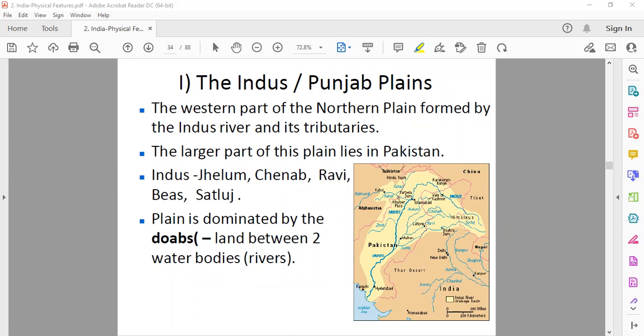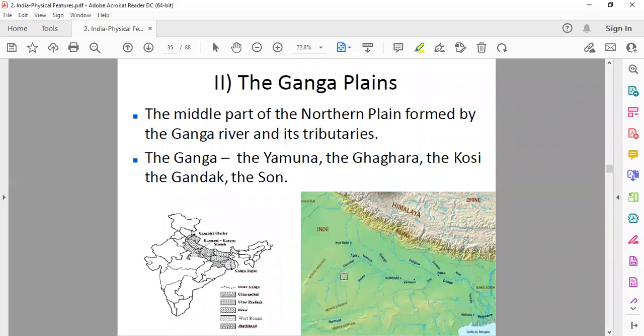After that, read the Ganga plains. The Ganga plains, the middle part of the northern plain, formed by the Ganga river and its tributaries: the Ganga, the Yamuna, the Ghagara, the Kosi, the Gandak, the Son.